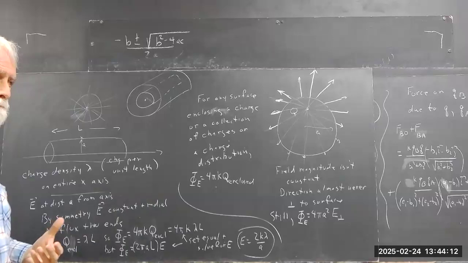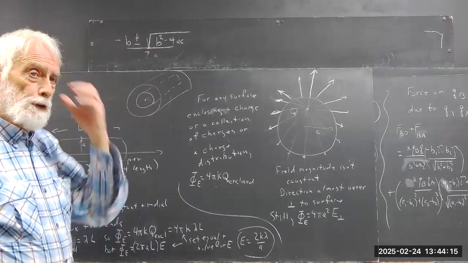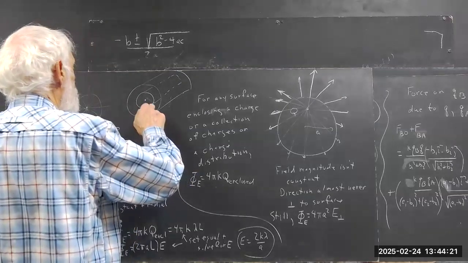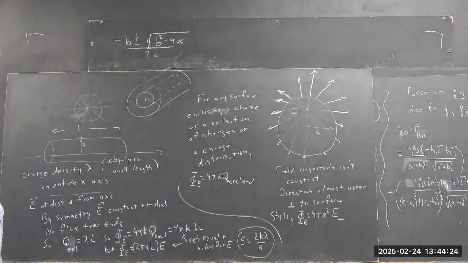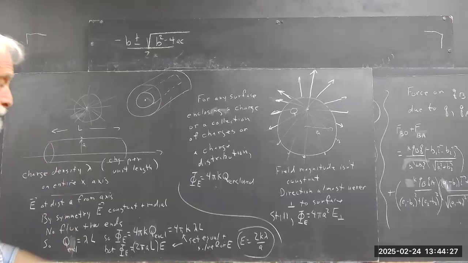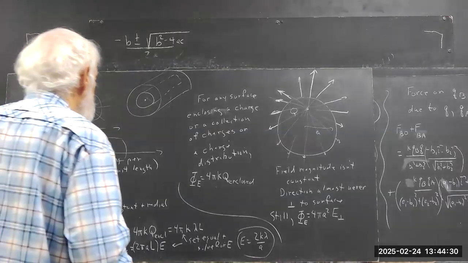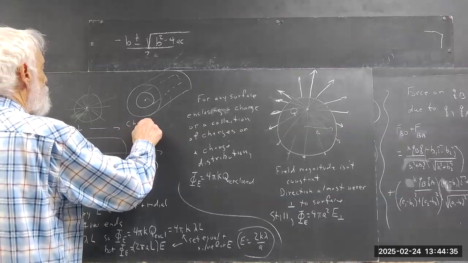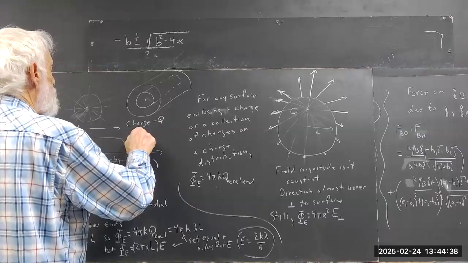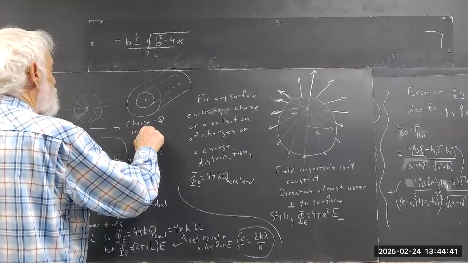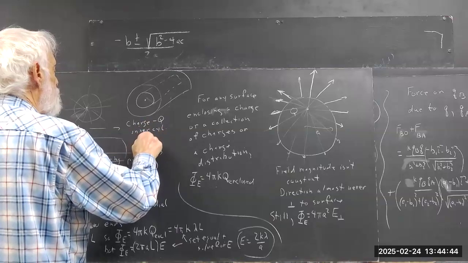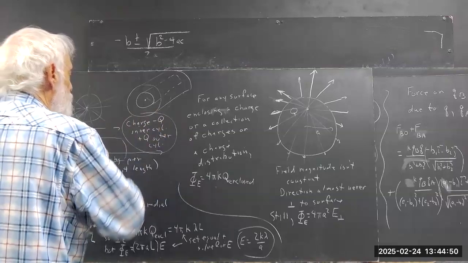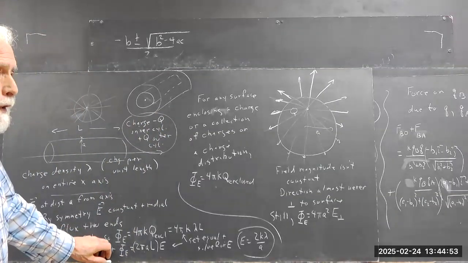We take a battery or something, and we pull charge off of one of these cylinders and put it on the other. That would leave us negative Q on the inner cylinder and Q on the outer cylinder.